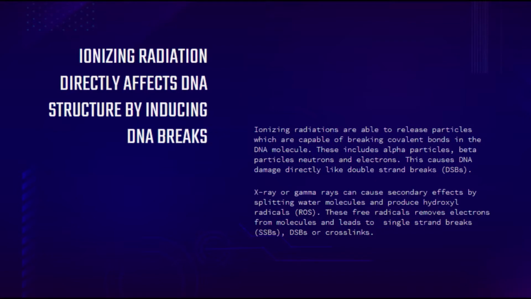X-rays or gamma rays can cause secondary effects by splitting water molecules and producing hydroxyl radicals, also known as ROS. These free radicals remove electrons from molecules and lead to single-strand breaks, double-strand breaks, and crosslinks.